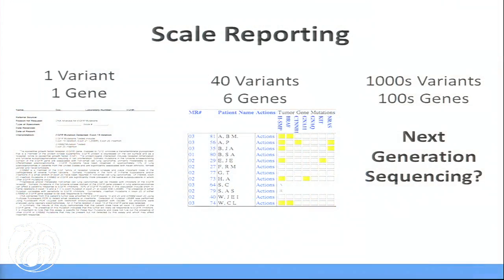So how do we go then from what we were doing in 2004, I should say here, where we were doing this large text report for a single variant in a single gene? I showed you how we were reporting 40 variants in 6 genes, but now how do we go to reporting hundreds of genes where you may have tens of variants detected on a single run with next generation sequencing?